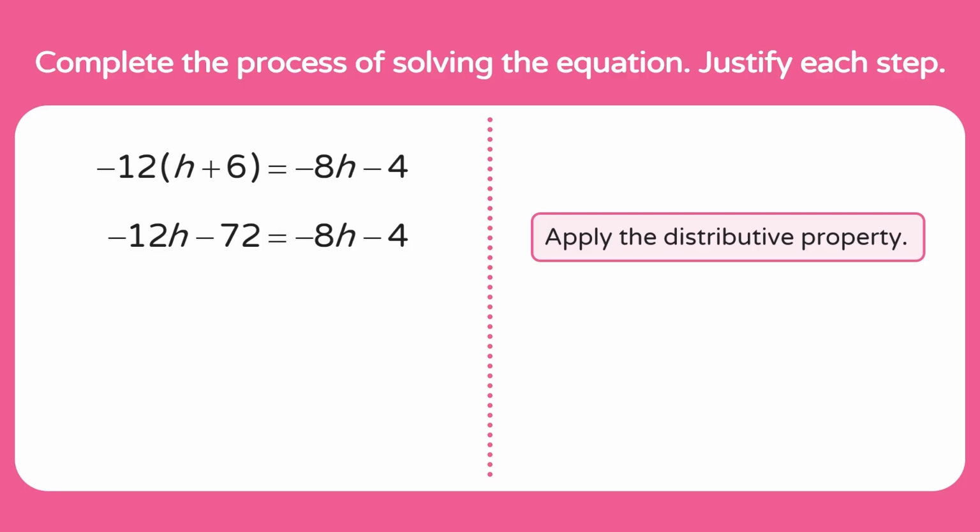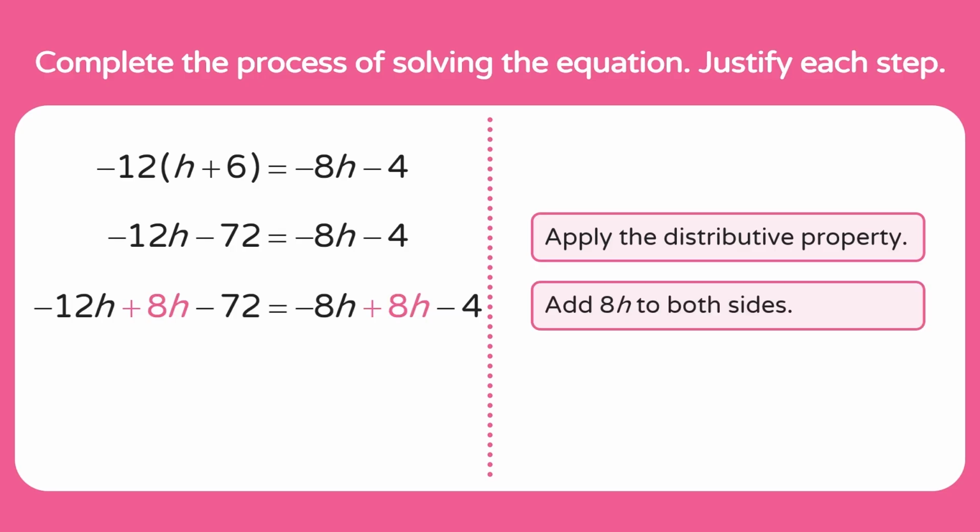Next, let's get all of the variable terms on one side of the equation and all of the other terms on the other side. To do that, we can add 8h to both sides of the equation. On the left side, negative 12h plus 8h equals negative 4h. On the right side, negative 8h plus 8h equals 0, so only the negative 4 remains.